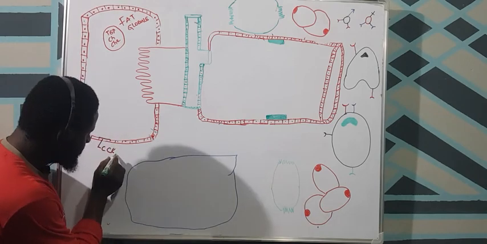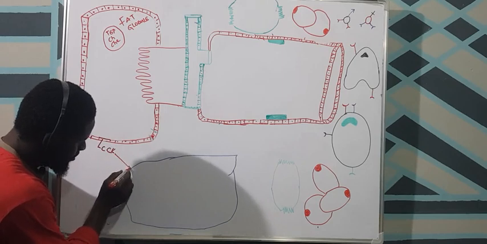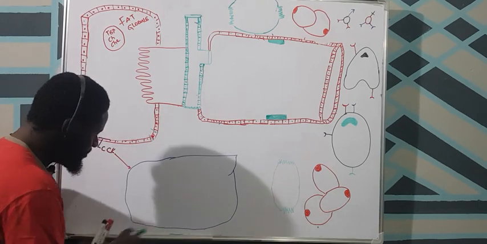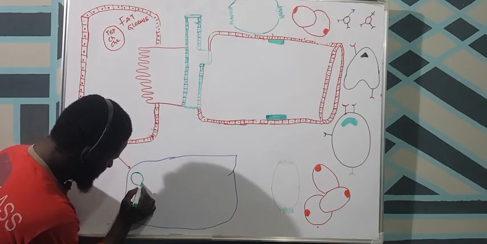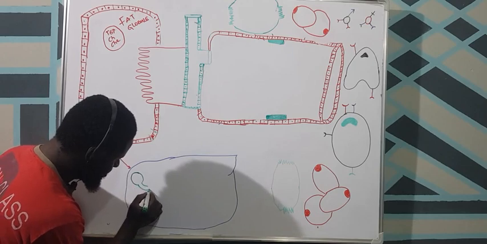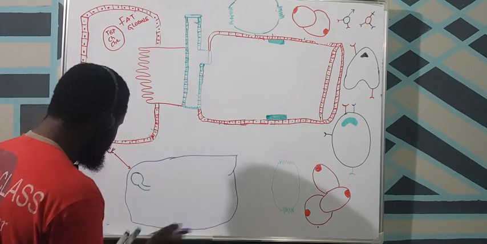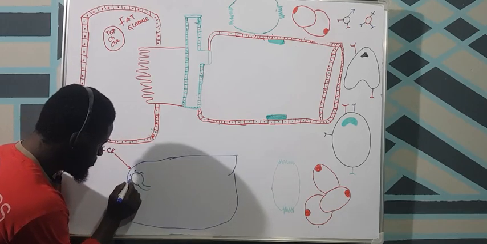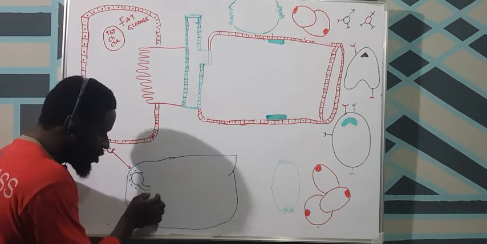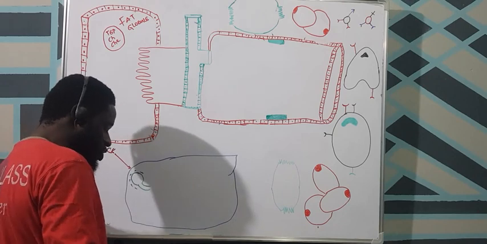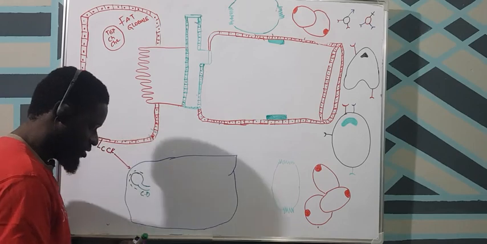So cholecystokinin now triggers the gallbladder in the liver. So this is my gallbladder. Let's represent this as my gallbladder. There are smooth muscles surrounding the gallbladder. So there is a duct that comes out from the gallbladder. That duct is called the cystic duct.